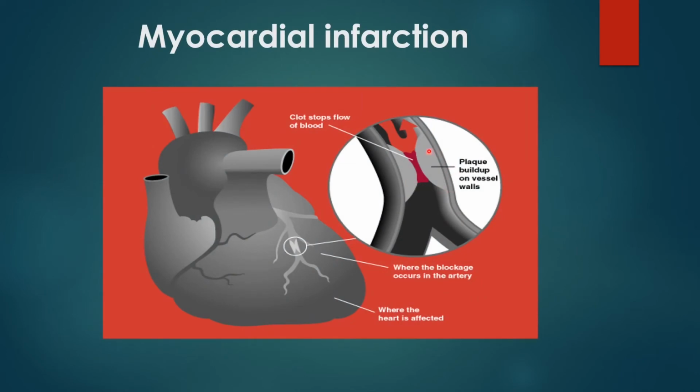When a clot blocks one or more coronary arteries, it prevents the normal blood flow, which leads to a lack of oxygen supply in the blood. This causes myocardial infarction.